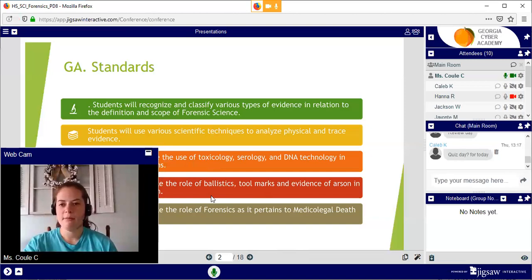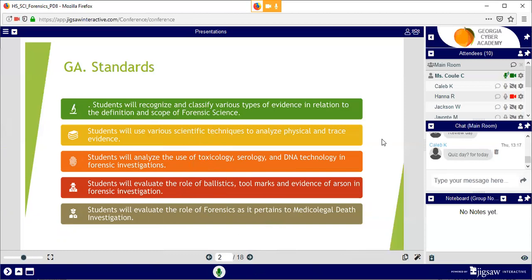Okay. So here are our standards for forensic science. And again, we're just in our introduction stage here. We're just getting started. So everything that we're talking about, we're not really going into specifics other than history just yet. So just hang tight, okay? And we'll cover these standards as we go.